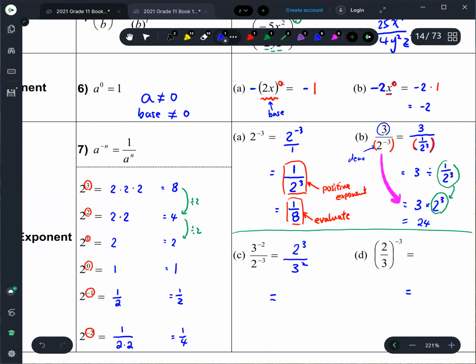Yes, very good. So you don't need to write it as 1 over something. They both have negative exponents, so they just swap. And then the final answer is 8 divided by 9. Okay, very good. If they want you to evaluate, then you go one more step.